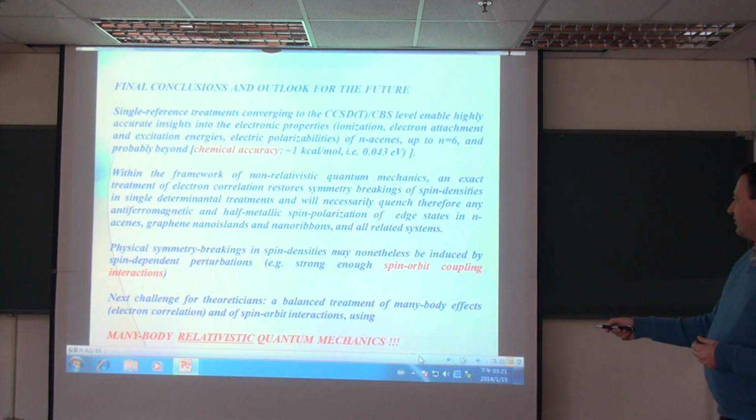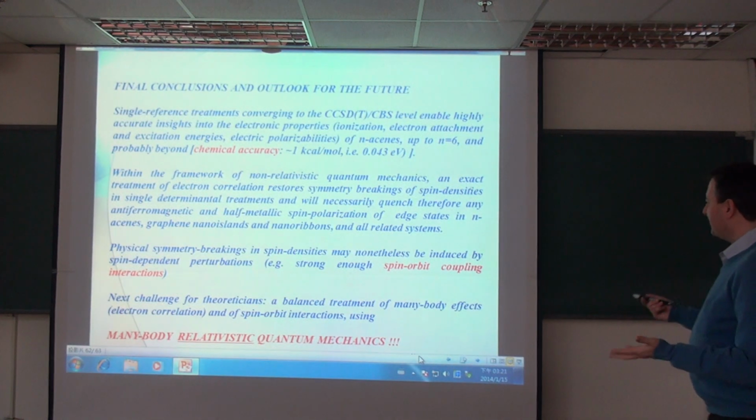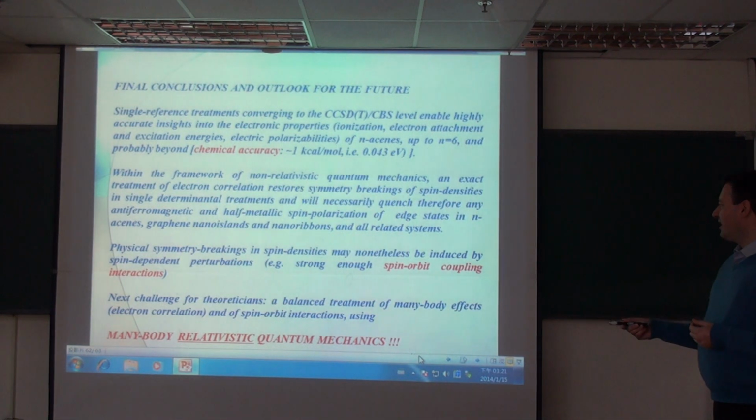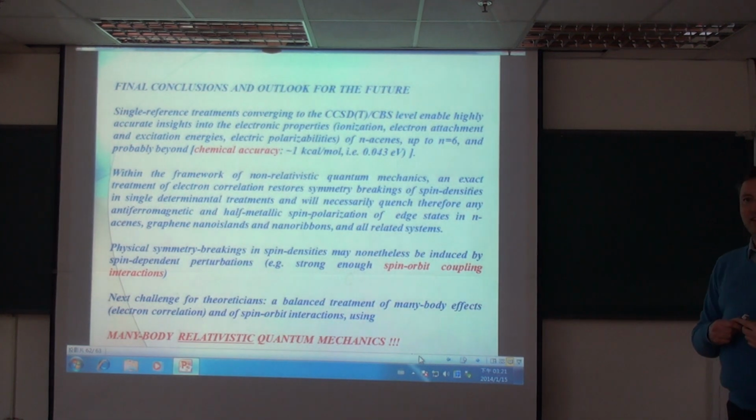Thus, the next challenge for theoreticians, therefore, would be to make possible a balanced treatment of many-body effects, electron correlation, and of spin-orbit interactions, and for this purpose, we would need many-body relativistic quantum mechanics.